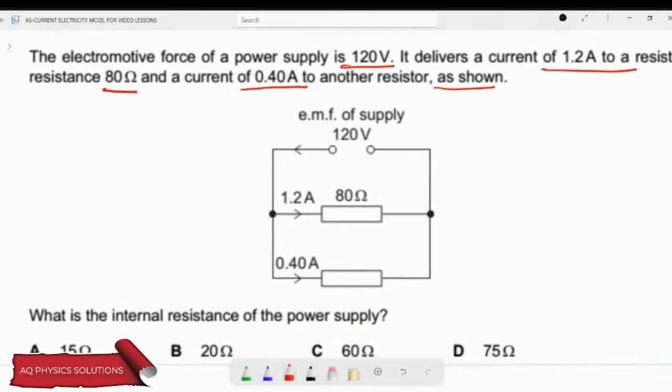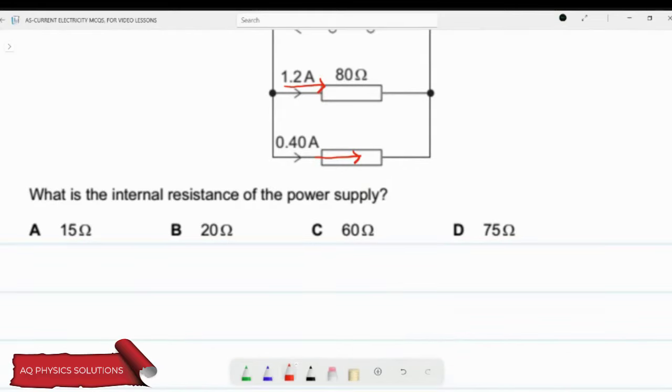So in this diagram, it is mentioned that a 120 volt power supply is there, and 1.2 ampere current is flowing through this resistor and 0.4 ampere current is flowing through this resistor. What is the internal resistance of the power supply? This is the question. So we have to find out this small r.